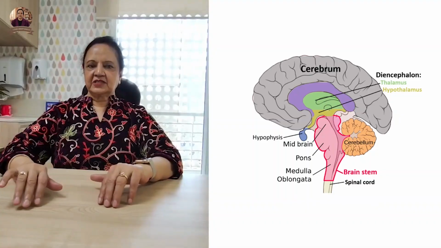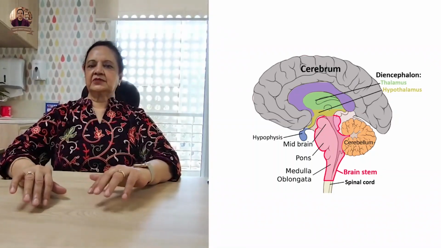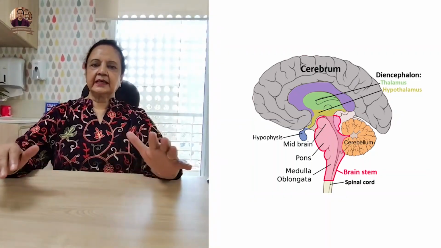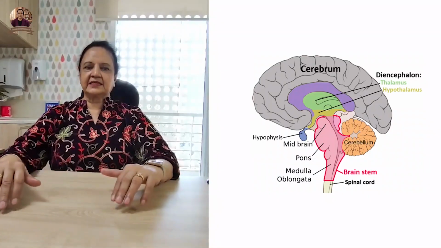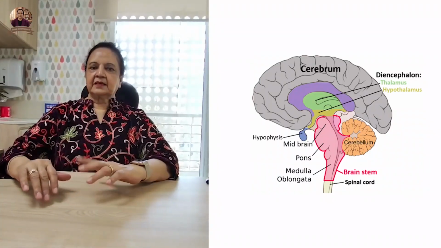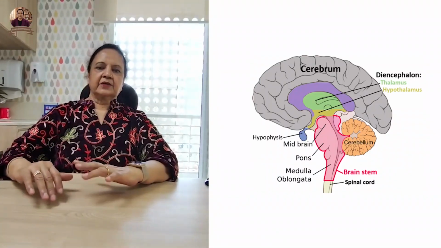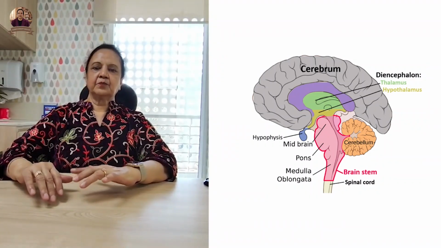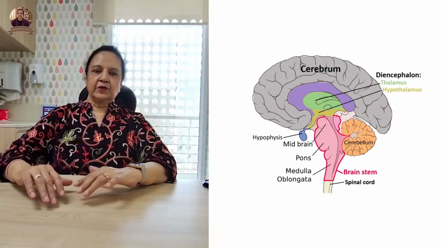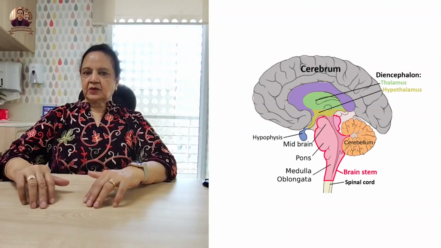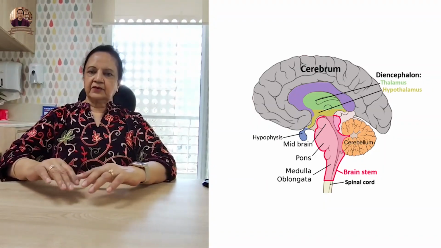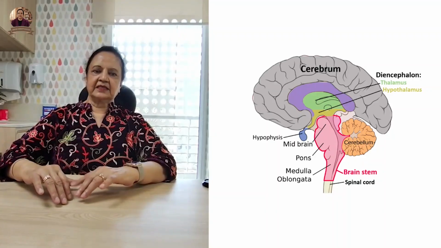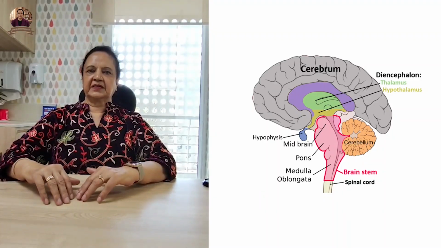Cerebrum is the largest part. It controls voluntary actions, thinking, memory, and reasoning. Cerebellum is at the back of the brain. It coordinates movement, balance, and posture. Medulla connects to the spinal cord. It controls the involuntary actions like breathing, heartbeat, and vomiting.